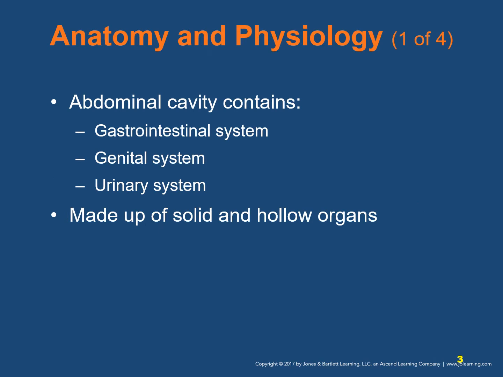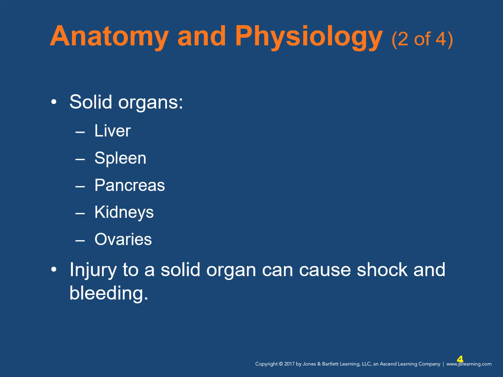Let's discuss the anatomy and physiology of the abdominal cavity first. The abdominal cavity contains solid and hollow organs that make up three systems: the gastrointestinal system, genital system, and the urinary system. The solid organs are the liver, spleen, pancreas, and kidneys, and in women, ovaries. Injury to a solid organ can cause shock and bleeding.